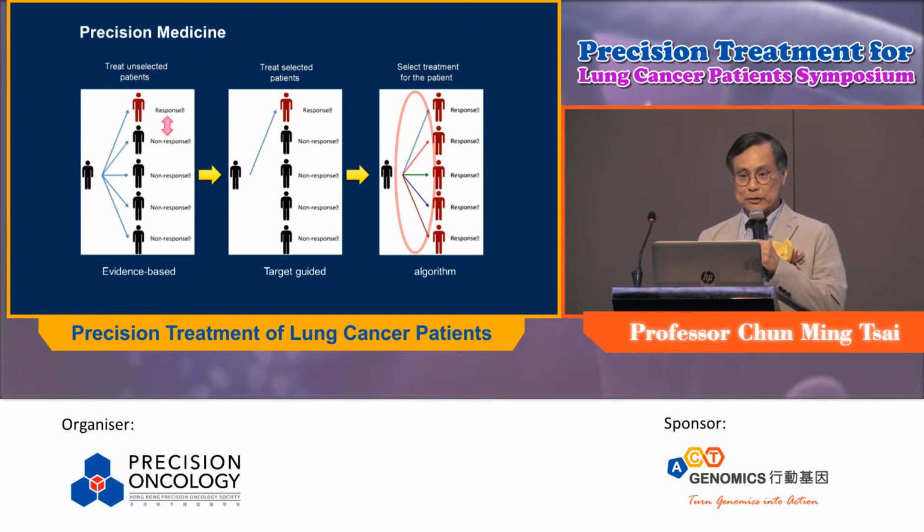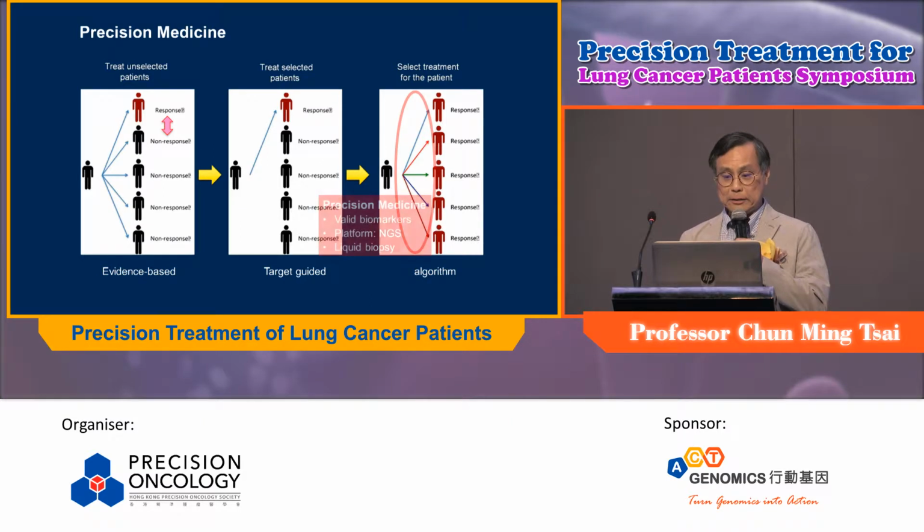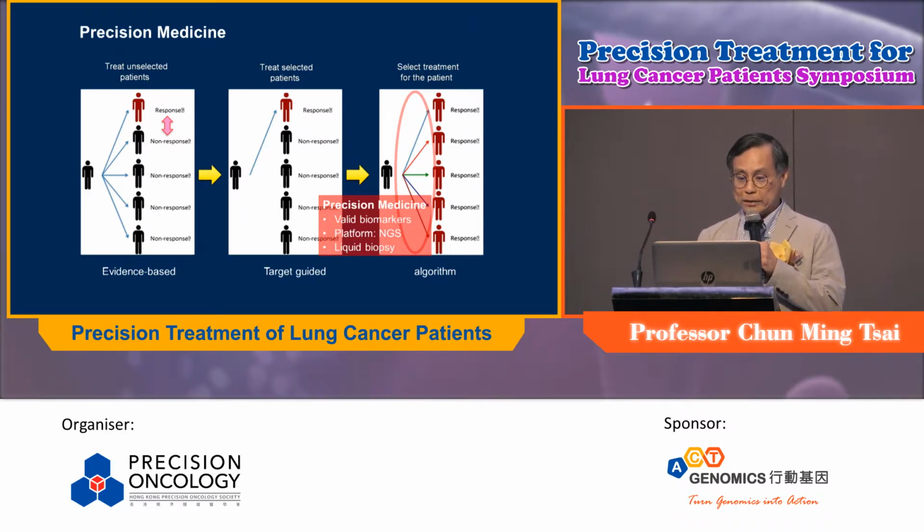So that's different from the so-called targeted therapy. At that time, we treated selected patients. But this time, with application of NGS, we can give selective treatment to every patient from the beginning of the treatment. So in my mind, precision medicine has three essentials. One is we have to have valid biomarkers so that we have the target to treat.